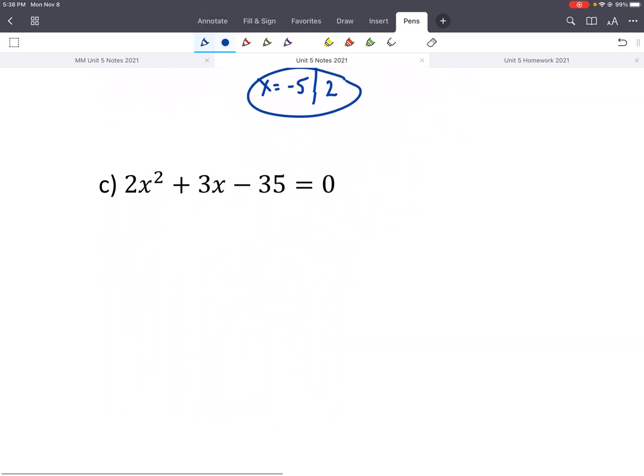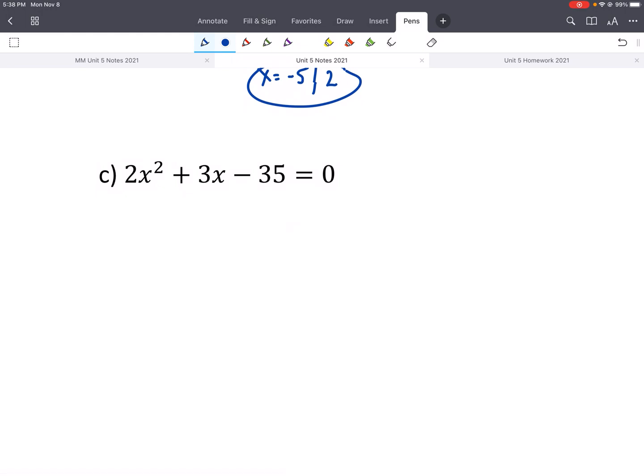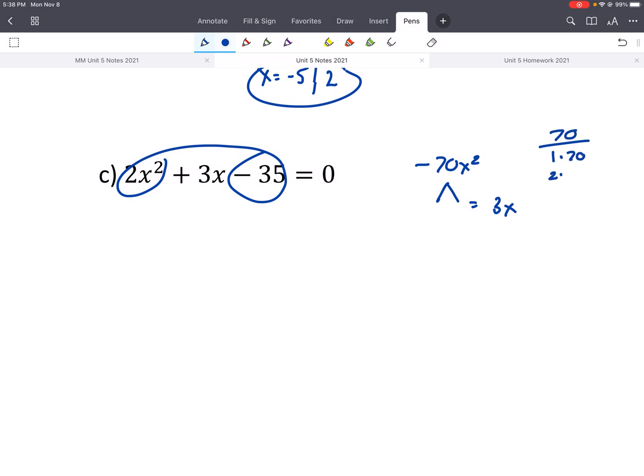Okay, here's one more that we'll probably go through. Again, there's no greatest common factor, and a is not 1, so we would need to use grouping. So we need to multiply to 70 and add to 3x. Again, write down some factor pairs, and eventually you'll get it. So 3 doesn't go, 4 doesn't go, 5 does, 5 and 14, and then we could do 7 and 10. So 7 and 10 would work.